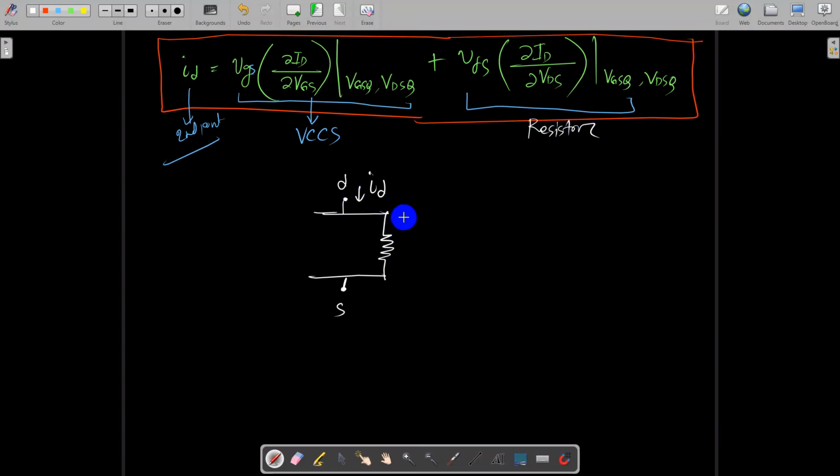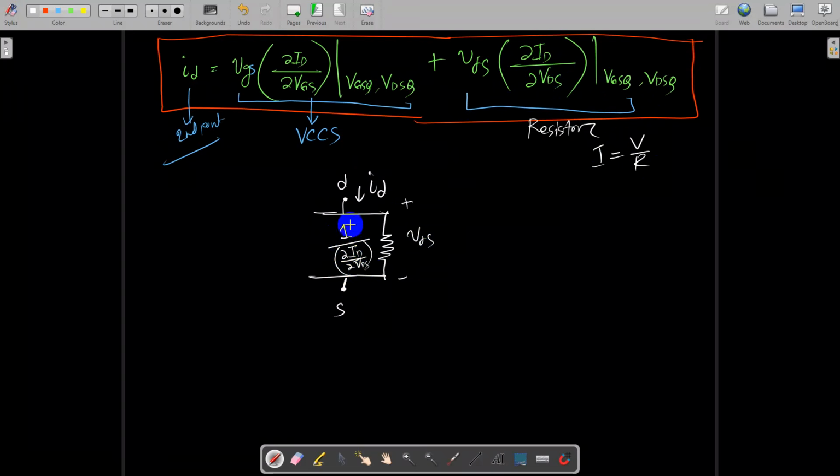This is drain, this is source, this is VDS, plus minus. So whatever this quantity is, if this is a resistor, it will follow Ohm's law. So we already know Ohm's law, I is equal to V by R. So this thing is nothing but a resistor, and we can model it like that. This is 1 over dou ID over dou VDS.